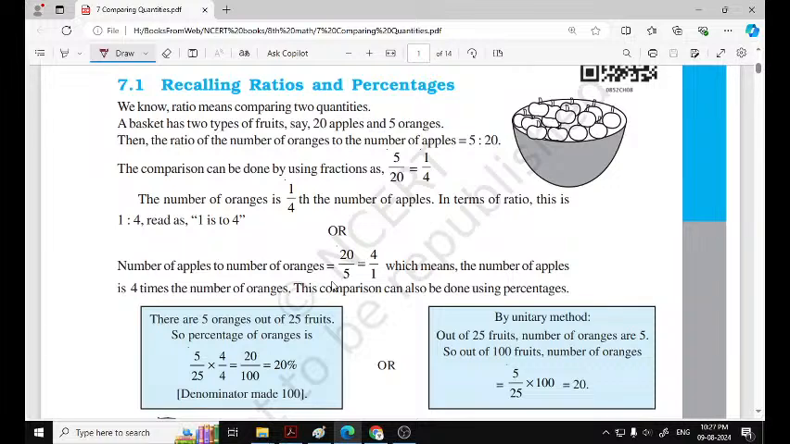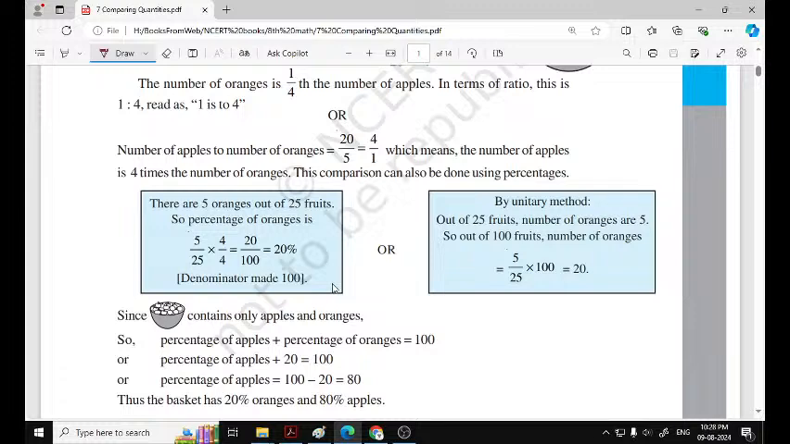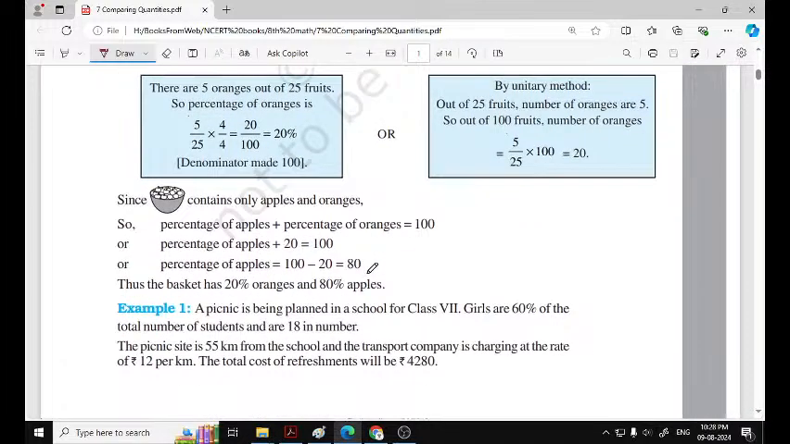The number of oranges is 1/4 the number of apples, or the number of apples is 4 times the number of oranges. The ratio of apples to oranges, 20 upon 5, is 4 as to 1. This means apples are 4 times the number of oranges. This comparison can also be done using percentages.